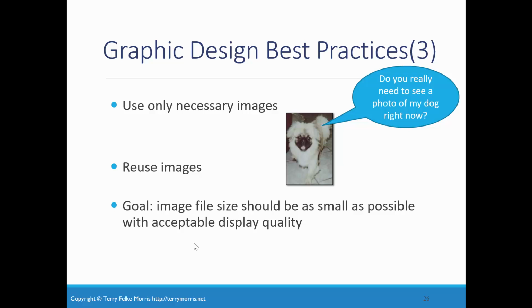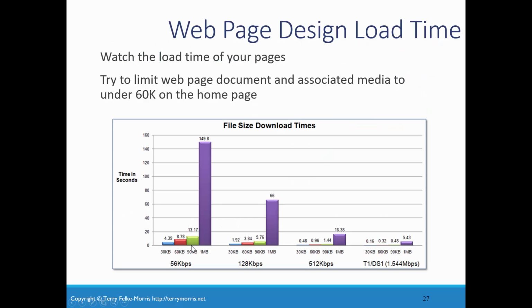Use only necessary images. Reuse images. That can be an important one. If you reuse images, maybe an image that's on every page that's in your header area or whatever, those images can be cached and they can be loaded a lot faster. Your goal, as mentioned here, is the image size should be as small as possible with acceptable display quality. Watch load time. Most people will only wait. It used to be that they'd wait about 10 seconds for a page to load. I don't think most people are that patient today. All right.